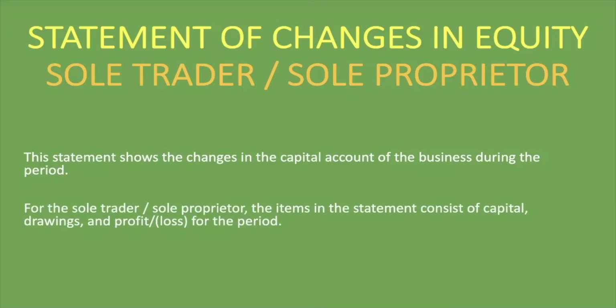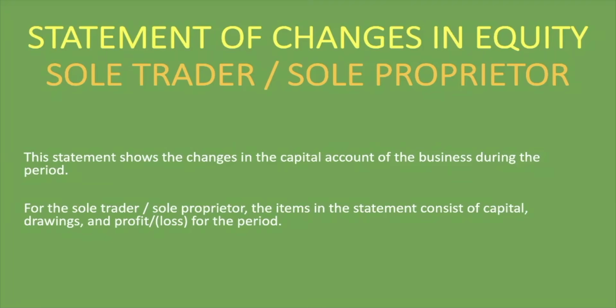For the sole trader or sole proprietor, the items in the statement consist of capital, drawings, and profit or loss for the period. When we're talking about capital, we mean the capital that was there at the beginning of the period, any additional capital that was put into the business by the owner, the drawings that the owner of the business made during the period, as well as the profit or loss made during the period. And when we're talking about the sole trader or sole proprietor, if you do not know, a sole trader is an entity that is owned by only one individual.